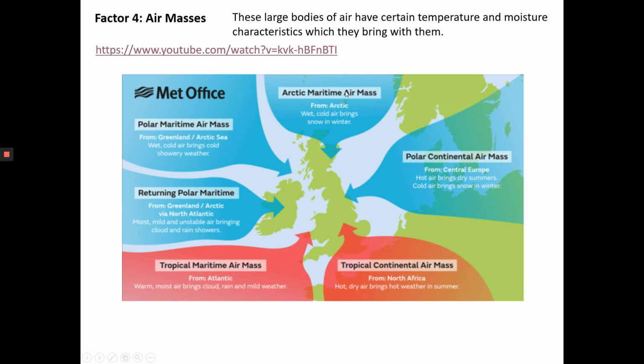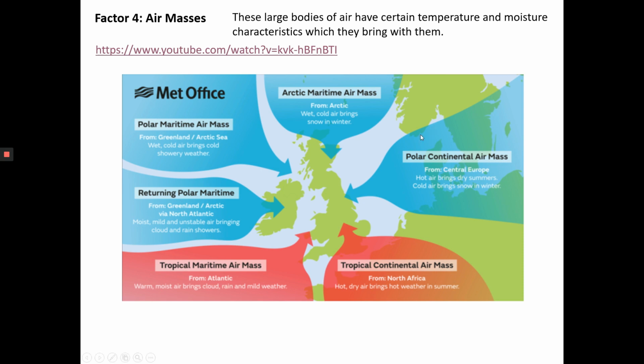For the other part of the name, it talks about maritime or continental. Maritime means it's come over the sea. And if it's come over the sea, then it's going to have evaporated some moisture, so it's going to have moisture in it. Whereas if it says continental, it's come mainly over the land, and so it's going to be much drier air. Now, the air masses are things that affect our weather rather than our climate. So depending on which of these 6 are over the UK at any one time, it will affect the weather.